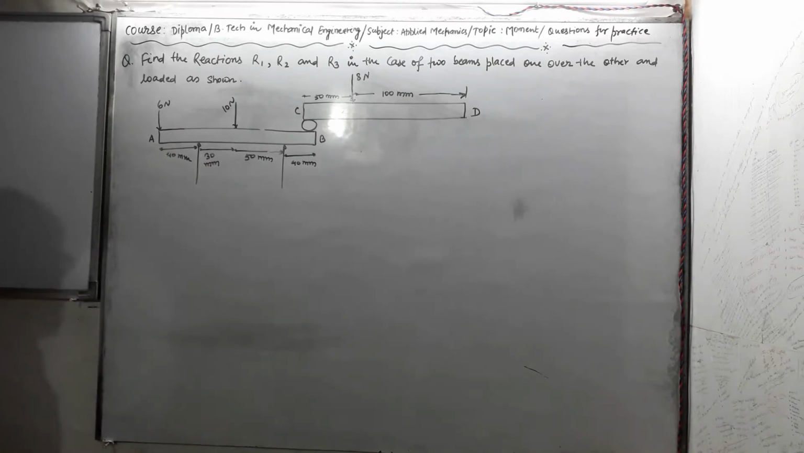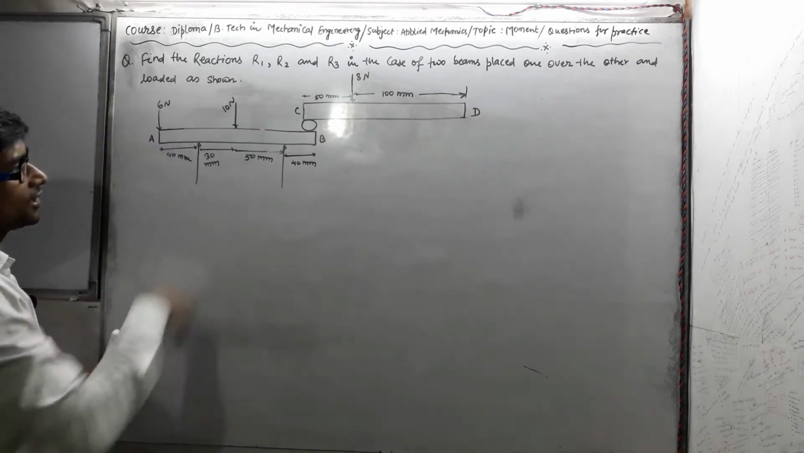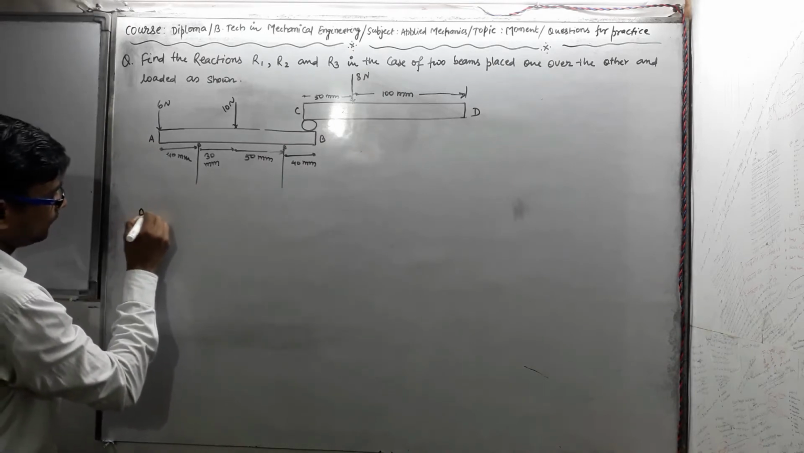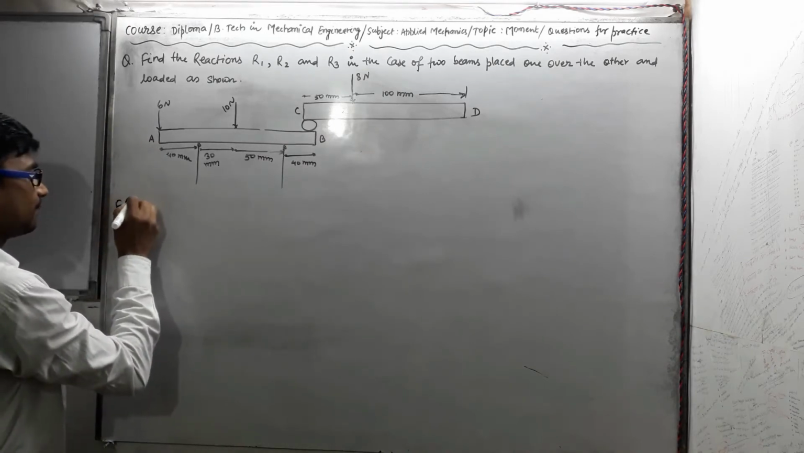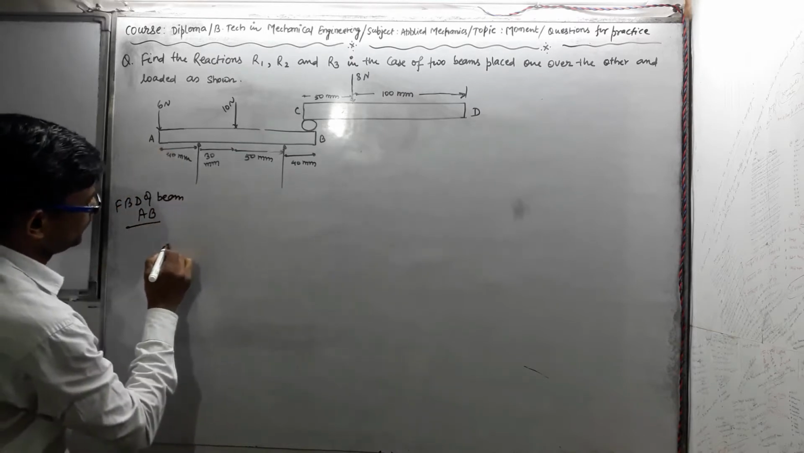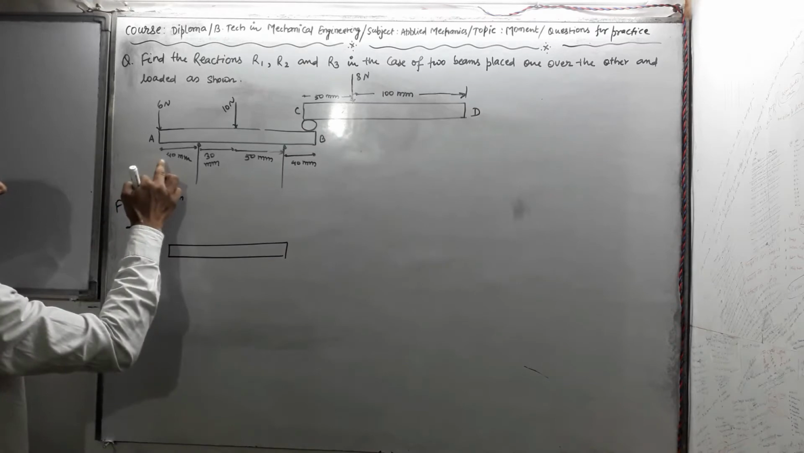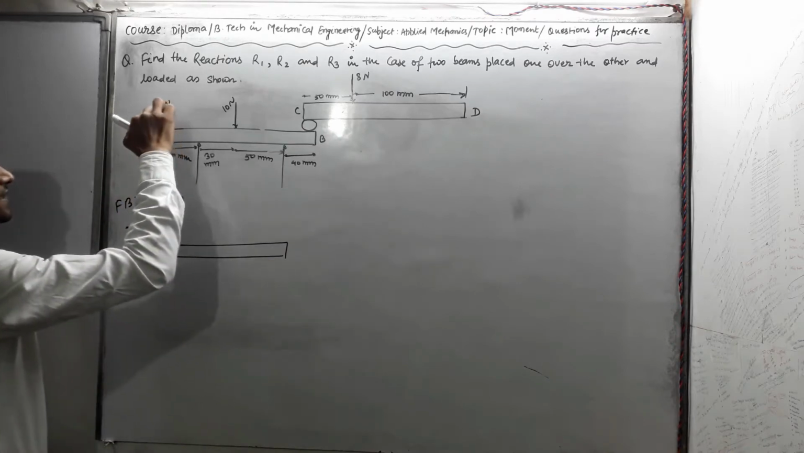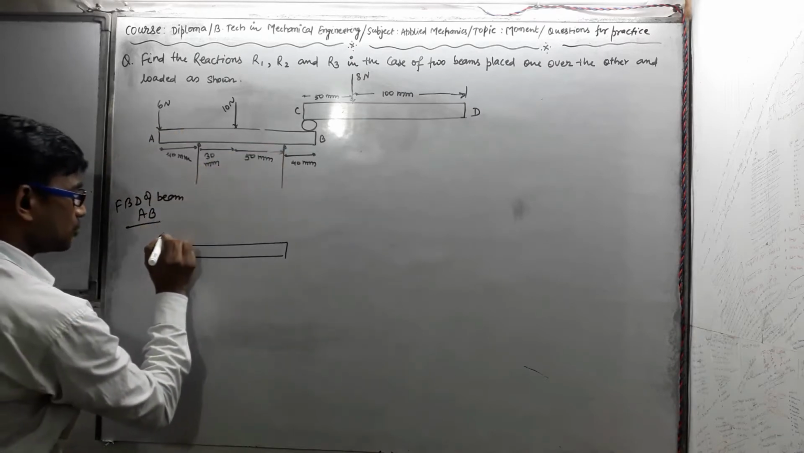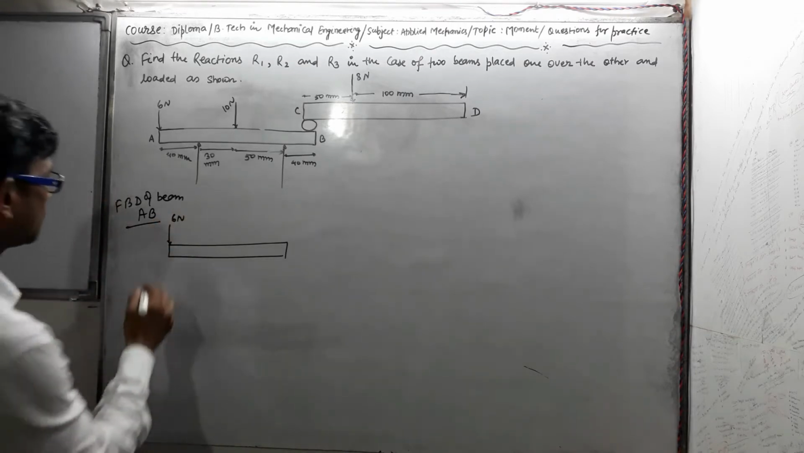So first of all I would like to draw the FBD, that is the free body diagram, for this loaded diagram. Suppose I am taking beam AB. So the FBD of beam AB would be like this. This is the beam. First of all, 6 Newton is acting at the extreme left end of this beam AB. So I have shown here 6 Newton acting at the point A.